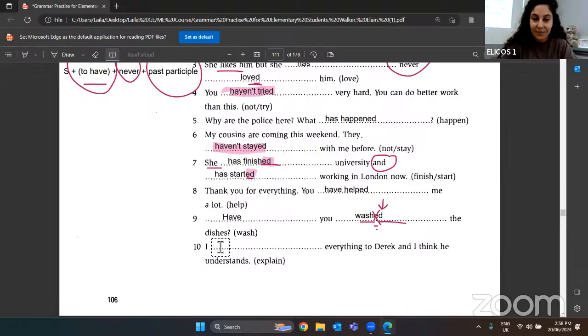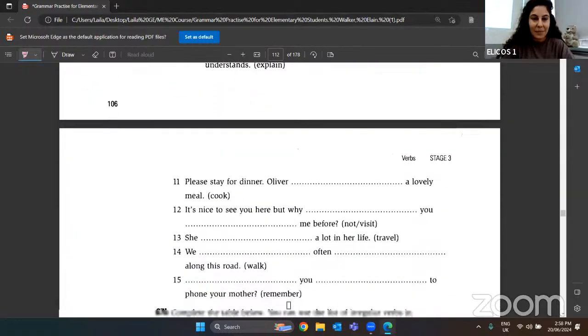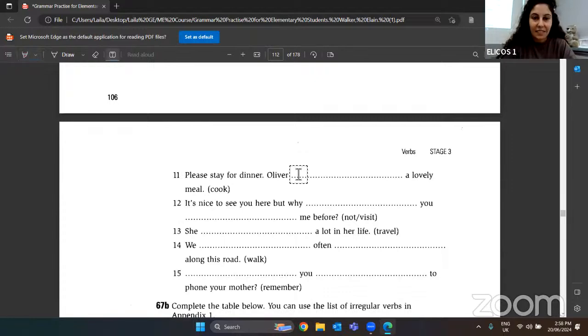Number 10. I have explained everything to Derek, and I think he understands. Yes, understands. Perfect. I have explained everything to Derek, and I think he understands. Good. Okay, 11. Oliver has cooked a lovely meal. Perfect. Oliver has cooked a lovely meal.